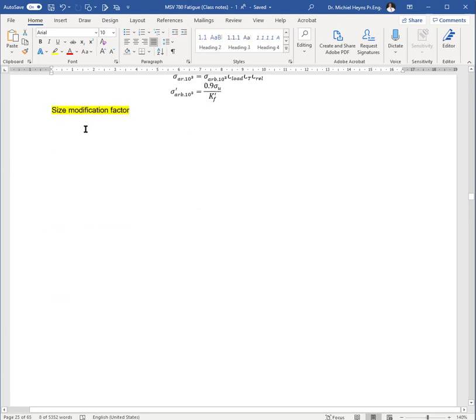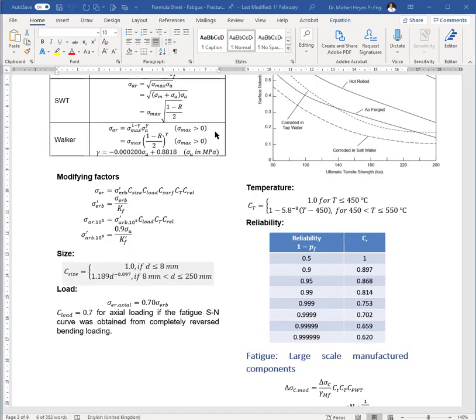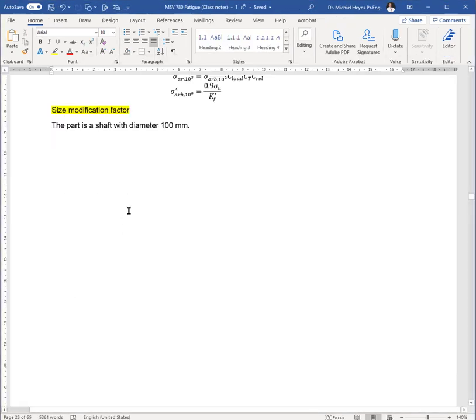So let's go to the size modification factor. The part is a shaft with diameter 100 millimeters. Now, in our formula sheet, I've given you equations that we use to do size modification factors. Here is one equation that we use for size. Let's see if it's applicable. Yes, 1 for less than 8 millimeters. This is a 100 millimeter shaft, so yes, we can use this one, Control C. Let's go back to our formula sheet. So this size modification factor is that one.